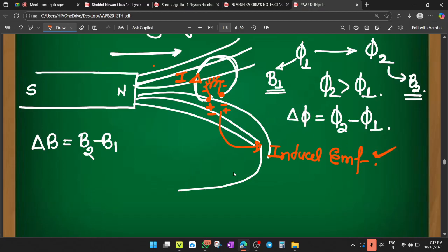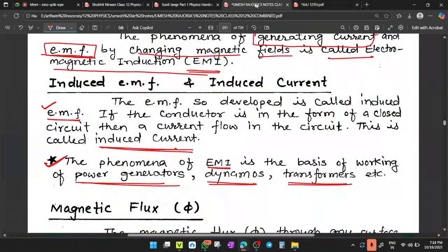But once you connected these terminals or closed this circuit using any conductor or any resistance or any type of element, then there will be induced current also. Understood? So two things are there: induced EMF and induced current. Any doubt?